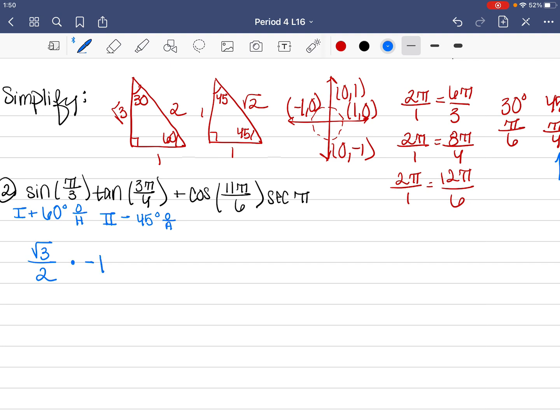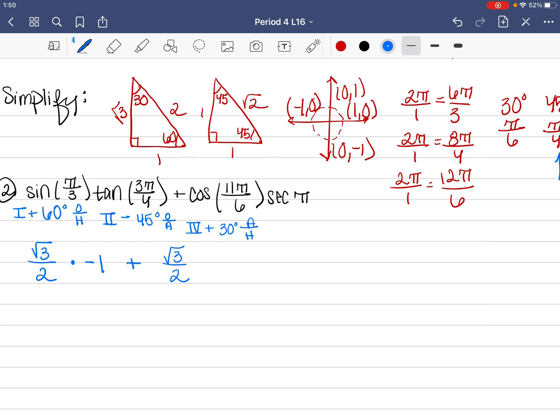So we did sine, we did tangent, we have a plus here, and we're going to do cosine. Cosine of 11 pi over 6. 11 pi over 6 is in quadrant 4, where cosine is positive. The reference angle is pi over 6, which is 30 degrees, and cosine is adjacent over hypotenuse. Adjacent is root 3 and hypotenuse is 2, and it is positive.